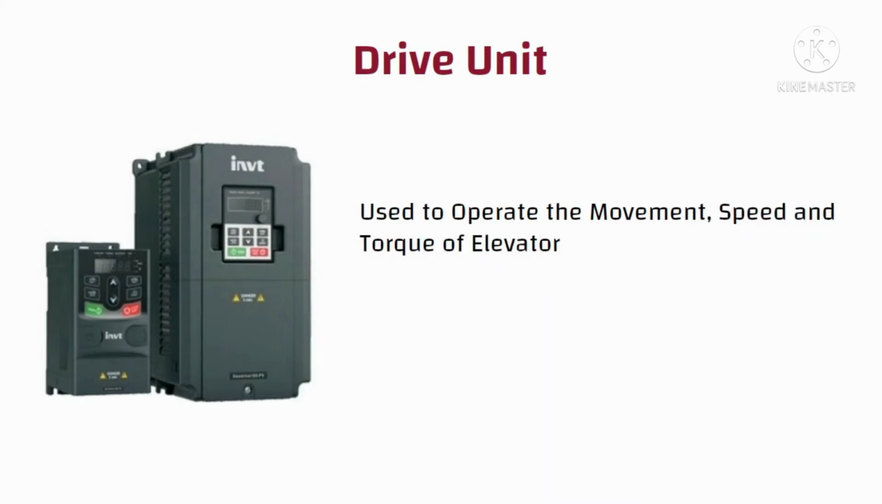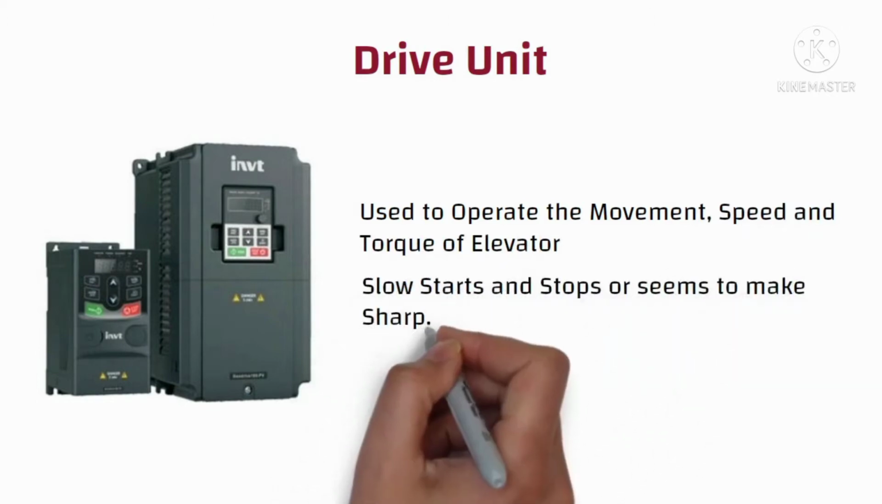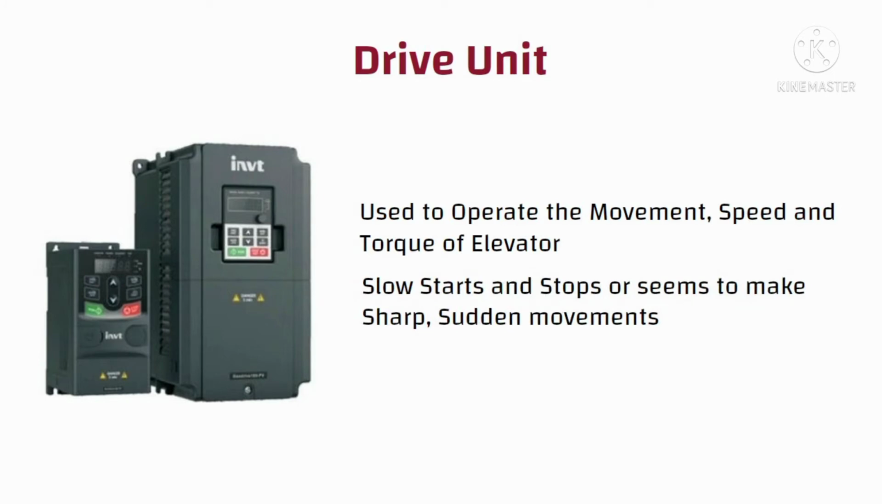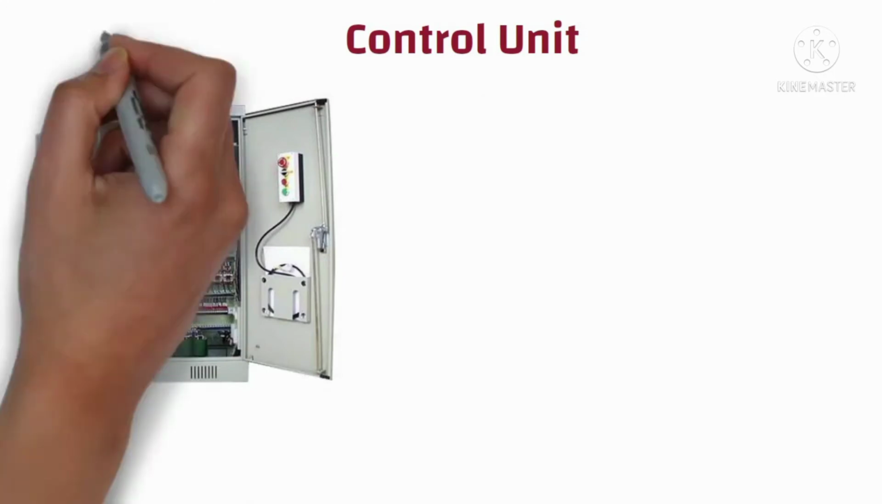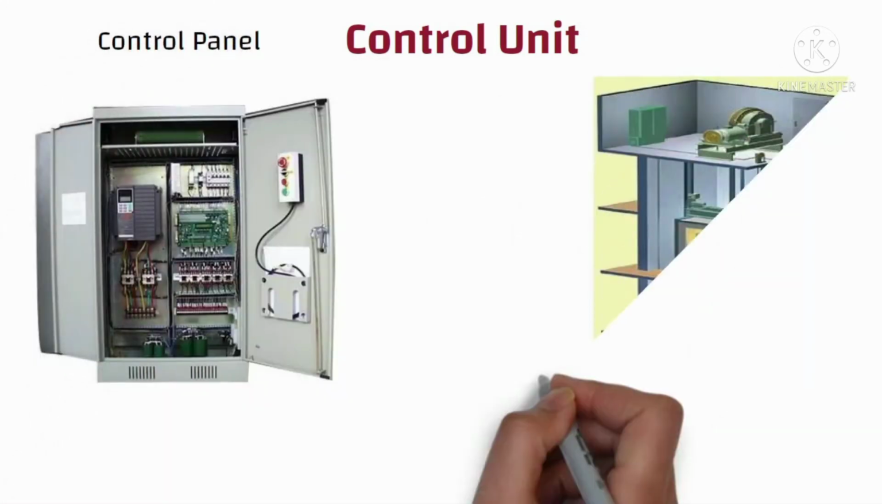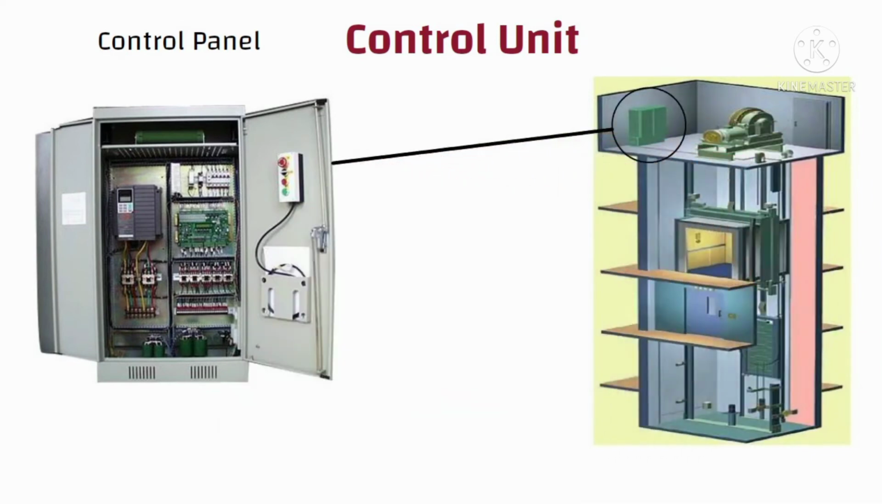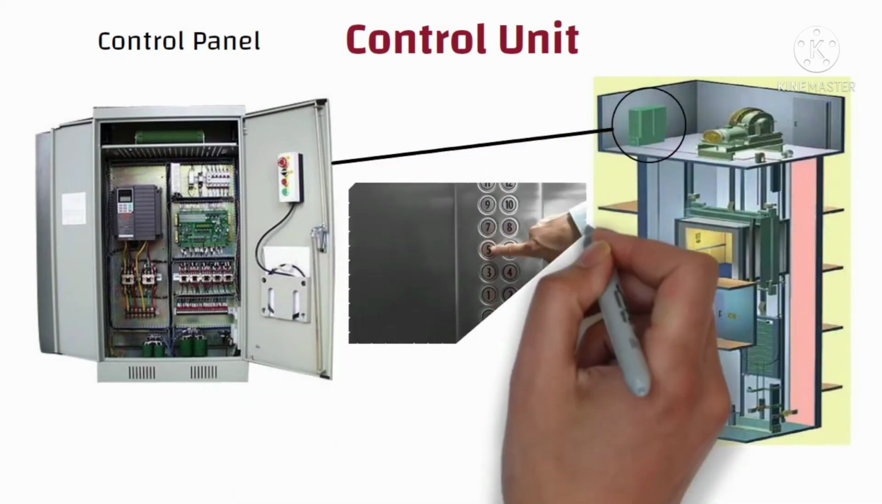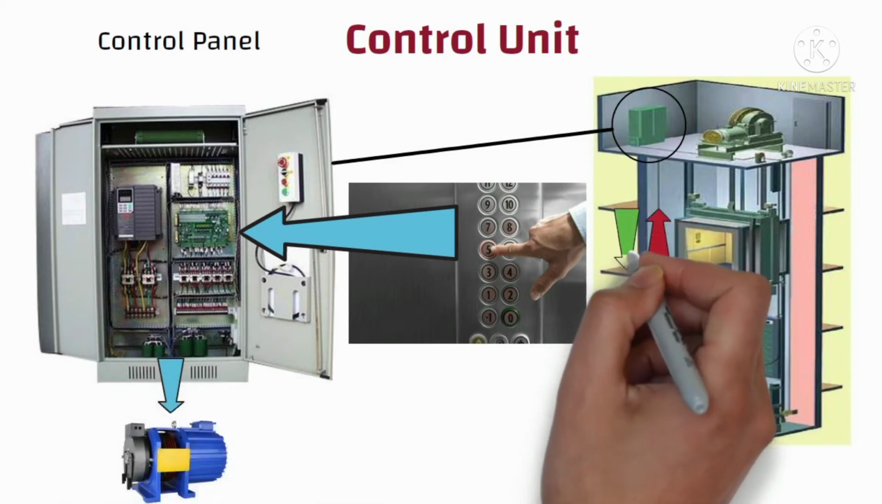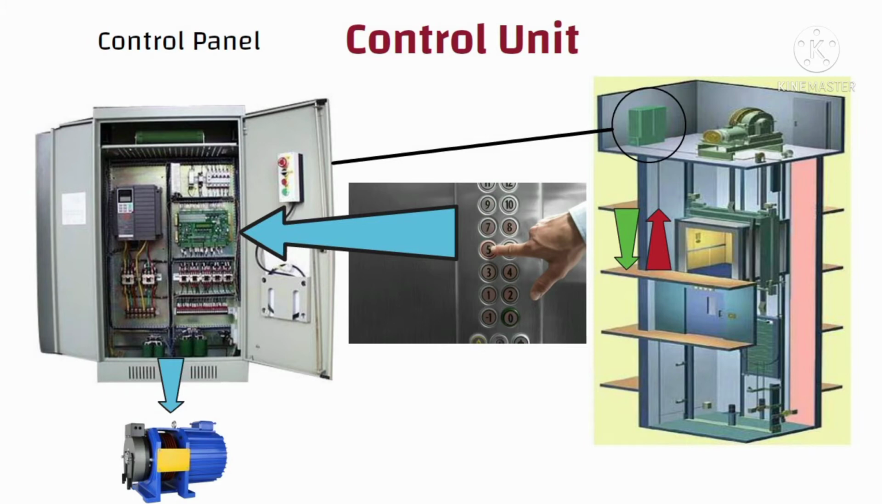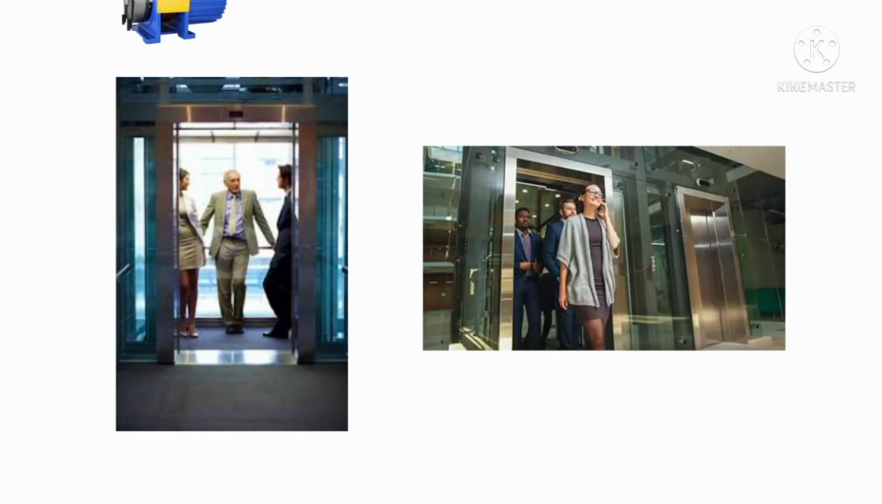If your elevator often suffers from slow starts and stops or seems to make sharp, sudden movements, the drive could be to blame. Control unit. It is also known as controller or control panel. It is placed in the machine room which is generally at the top of the elevator shaft. When we press any button in a lift, the signal goes to the control unit and then it is translated through the system to tell the motor whether to move up or down. Once the elevator has reached its destination, a signal is sent to the control room for it to either stop and let passengers board or exit it.